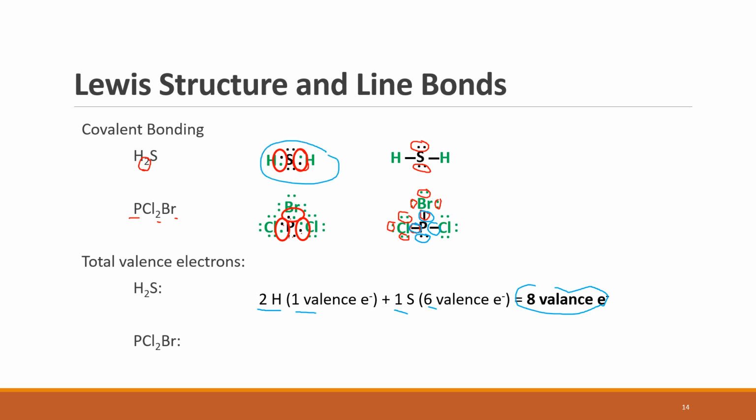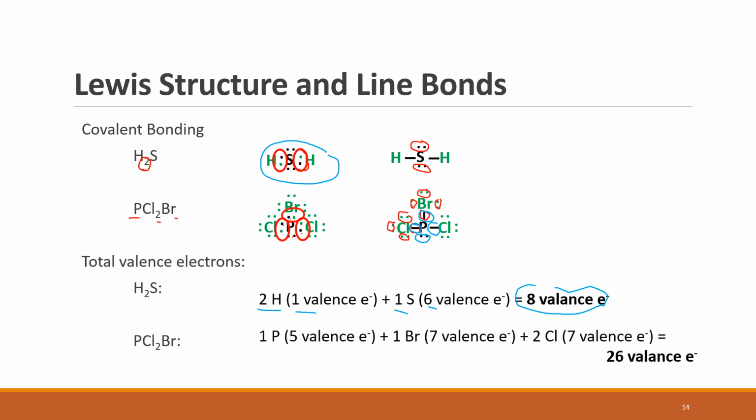Now for PCl2Br, we have 1 phosphorus atom. It contributes 5 valence electrons because it's in group 5. We have 1 bromine atom. It contributes 7. 2 chlorine atoms, each of those contributing 7. So we add all of that together and we get a total of 26 valence electrons. And if you look at our Lewis structure, it does indeed have 26 valence electrons.